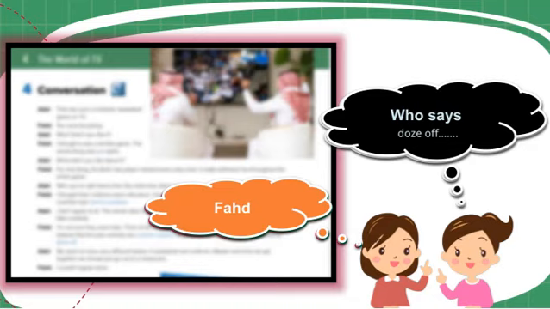Let's take a closer look at some common phrases that often come up in discussions about perceptions and attitudes. First up, who says doze off? This phrase is used when someone suggests that falling asleep or losing focus is easy or inevitable. It's important to recognize that staying engaged requires effort, and we shouldn't dismiss the tendency to drift away as something trivial.